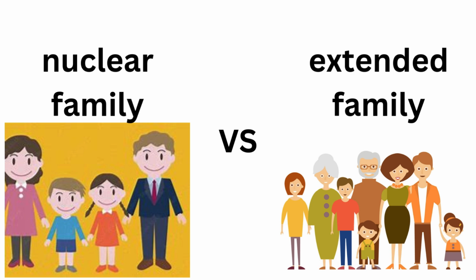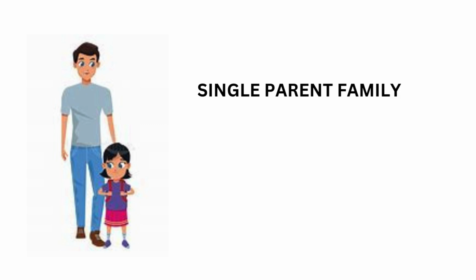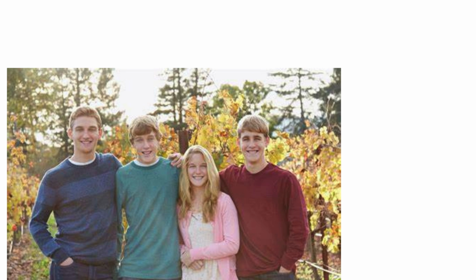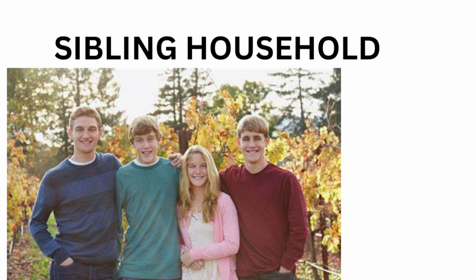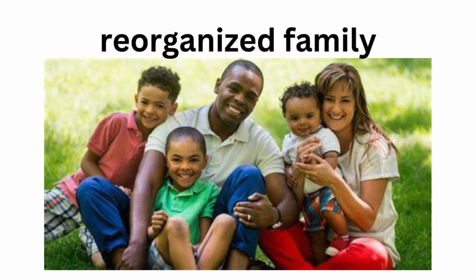And besides these 2 family types, there's the single parent family. And in the single parent family, there's only one parent living with and caring for the children. In the sibling household, which is another family type, there are only brothers and sisters living together. There are no parents. And then, last but not least, there's a reorganized family. This is formed when 2 single parent families come together to form one family.